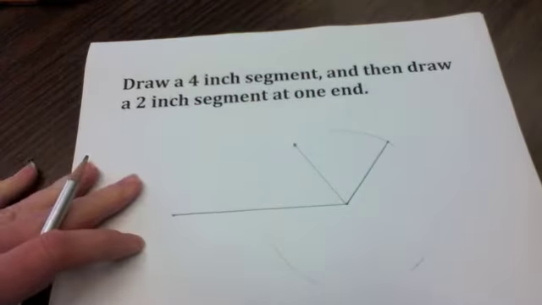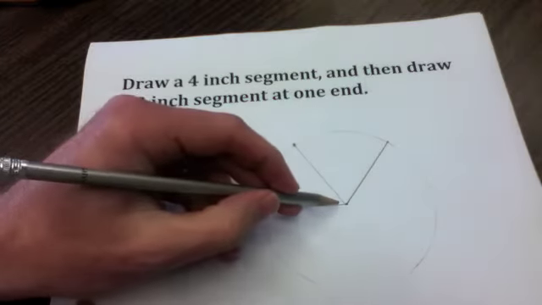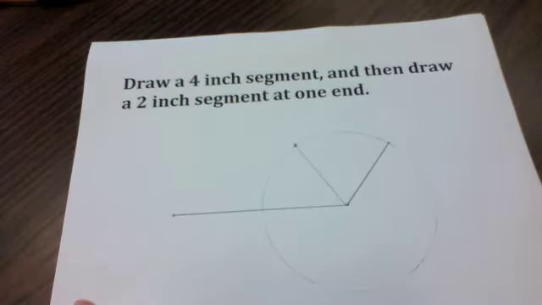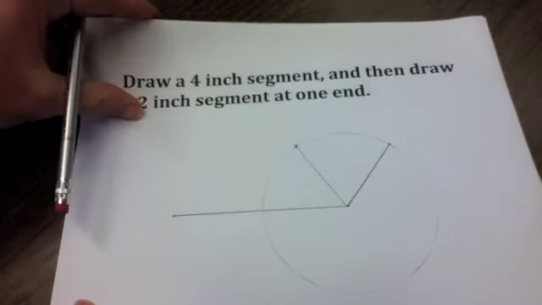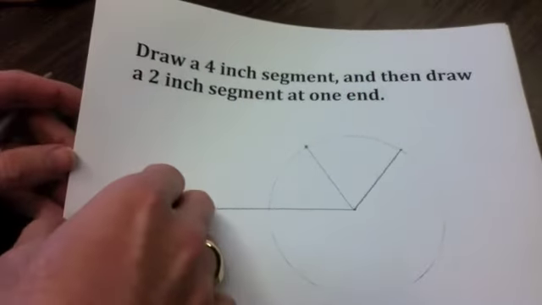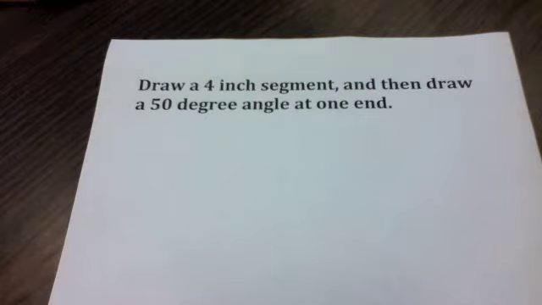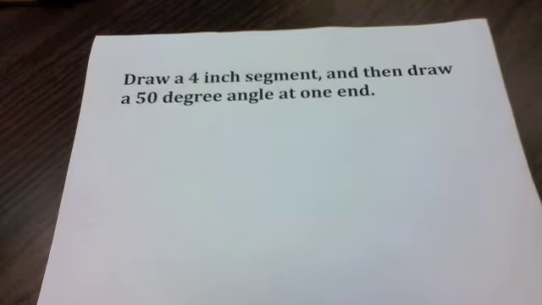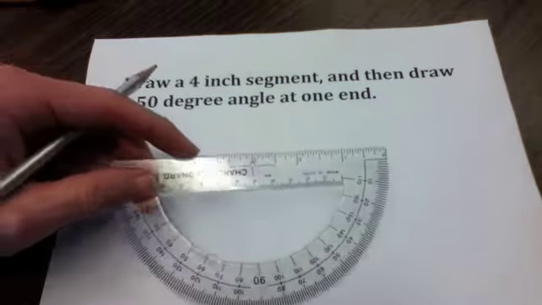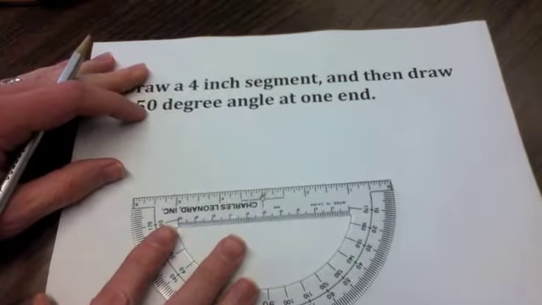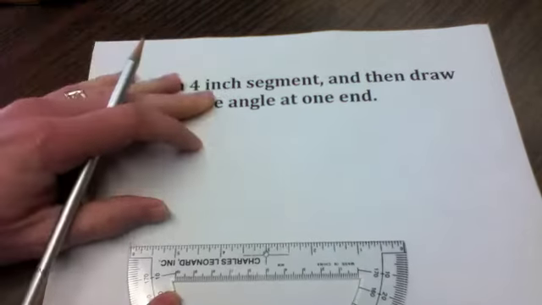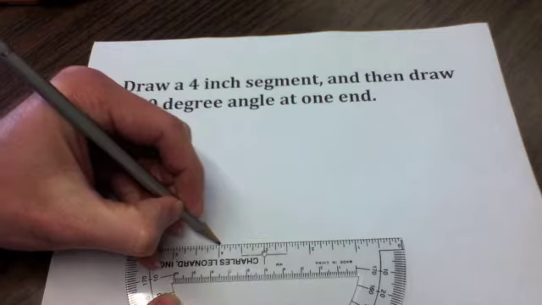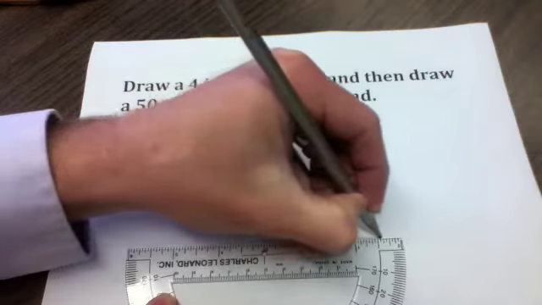Great. So that's how, given one line segment, you attach another line segment of a specific length to one end using your compass. Now let's do something a little bit different. What I want to do now is put a specific angle at one end of my line segment. So I'm going to do the same thing that I did on the previous sheet of paper. I'm going to draw a line segment. Let's put it down here a little so we've got space, of 4 inches.